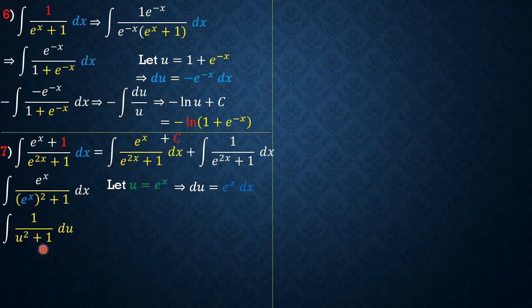Friends, what's the integral of 1 over u squared plus 1, as you saw initially? It is arctangent, or tan inverse, of u plus c. But friends, what is our u? Our u is simply e raised to the power x. So we are just going to have tan inverse of e raised to the power x plus c. Great. Okay, now friends, let's look at this other part.